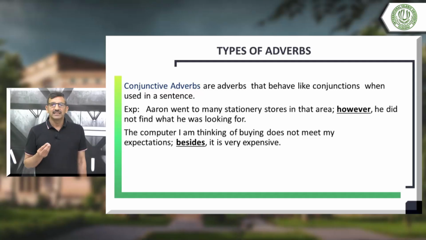The sixth type of adverbs are conjunctive adverbs. Conjunctive adverbs are adverbs that behave like conjunctions when they are used in a sentence. For example, Aaron went to many stores in that area. However, he did not find what he was looking for. However is a conjunctive adverb. It is connecting the previous sentence to the next sentence.